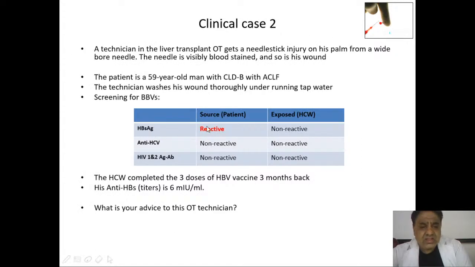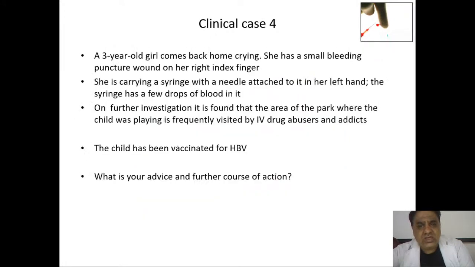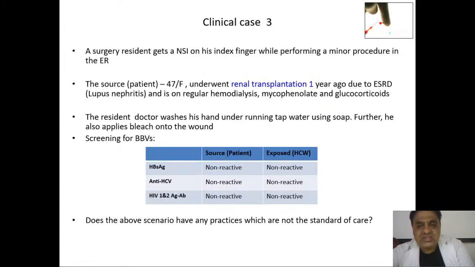In case 2, this source patient turns out to be HBsAg positive. You can actually do these cases yourself. It's very simple. Okay, you do these cases yourself, and try to work out the answers. Okay, there are 5 cases. Do them, and we can discuss them once. If you want, you can come and discuss with me these cases in person. That's better, I think. Thank you so much.